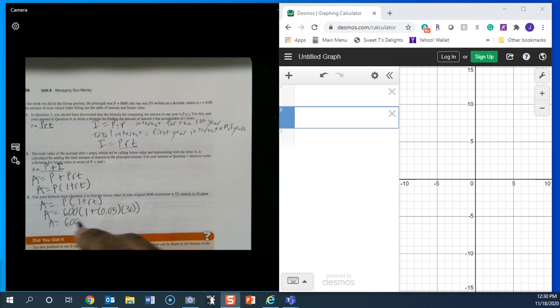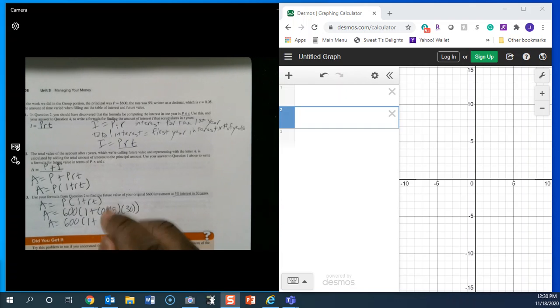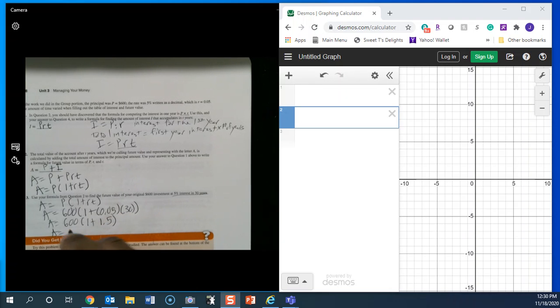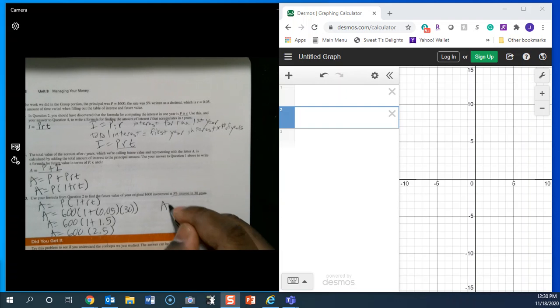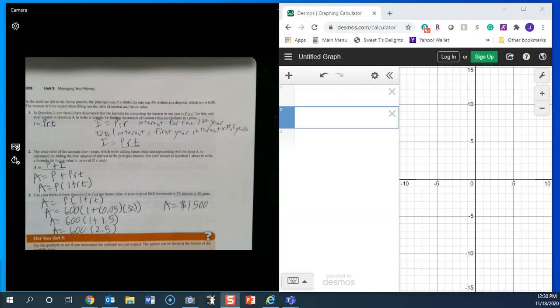Okay, so now we have 600 times 1 plus 0.05 times 30, which is actually 1.5. So we will have A is equal to 600 times 2.5. And when we put that in a calculator, it will give us $1,500. So the future value would be $1,500 for 30 years.